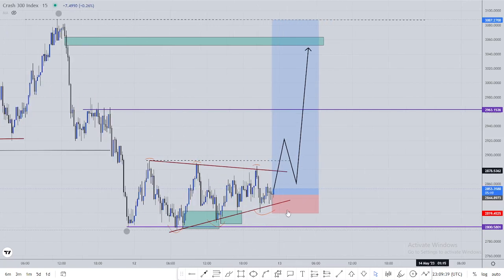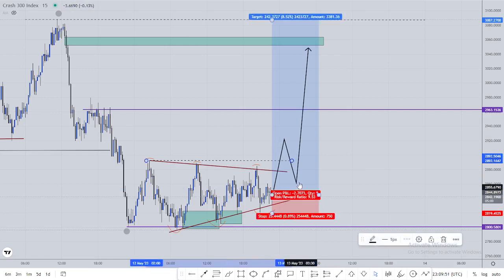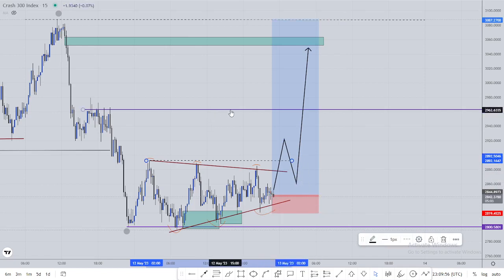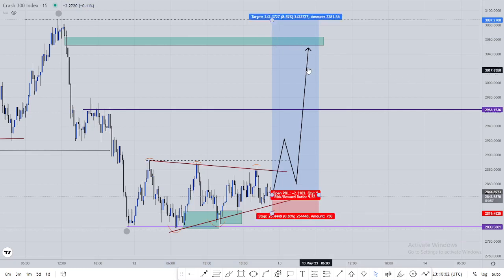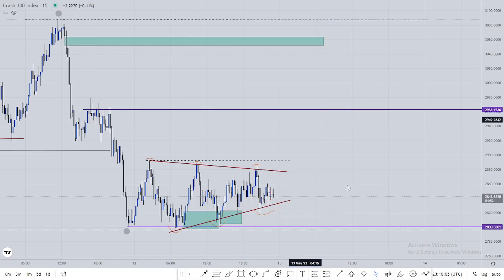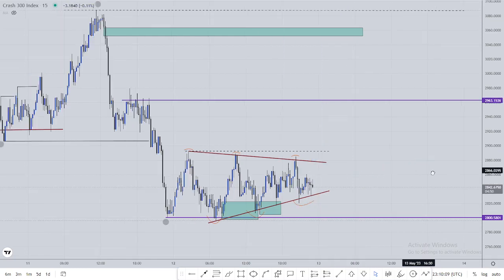As I said, you can take a conservative buy. Once we change character here, which is the break of this, wait for this. Once you get this change of character, once you get a pullback, there you can actually enter aggressive buys. Once we reach here, you can shift your stop loss to break even. Once we reach there, you can lock maximum profits. So that is the current structure that I'm looking at right now.